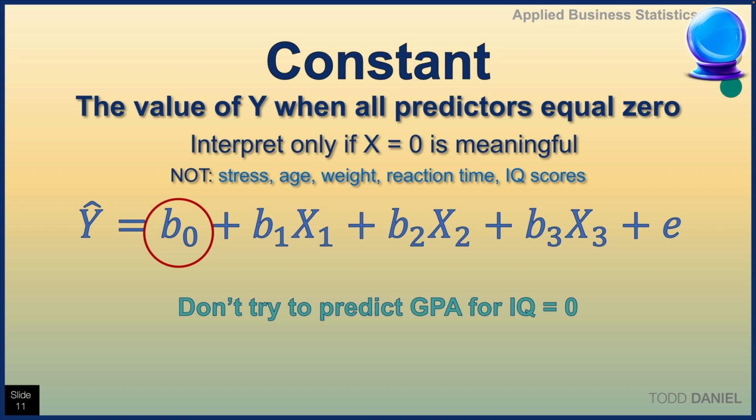Every regression model is always going to start with a constant. It's also called the y-intercept. It is a value that we get when all of the other predictors equal 0. So basically, drop out everything else in the model. That is your prediction.